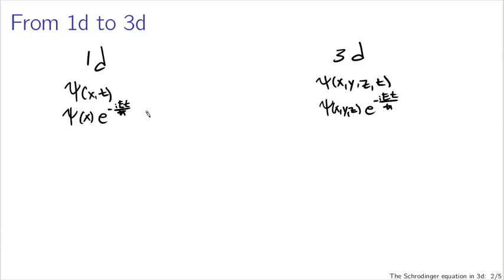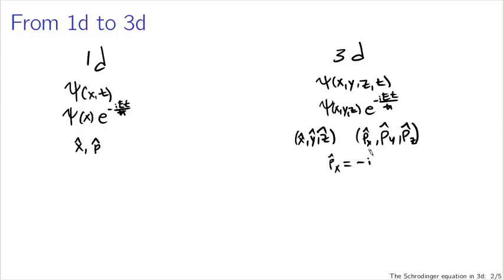The operators that will appear in the Schrodinger equation, for instance, in one dimension, we had the position operator x hat and the momentum operator p hat. x hat and p hat in 3 dimensions are going to be vector operators. So instead of just having x hat, I'll have x hat, y hat, and z hat in a vector, or px hat, py hat, and pz hat in a vector. And the definitions here are more or less what you would expect. For instance, let's just say px hat is going to be minus i h bar derivative with respect to x.